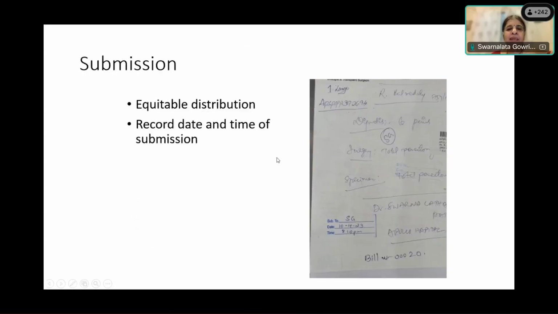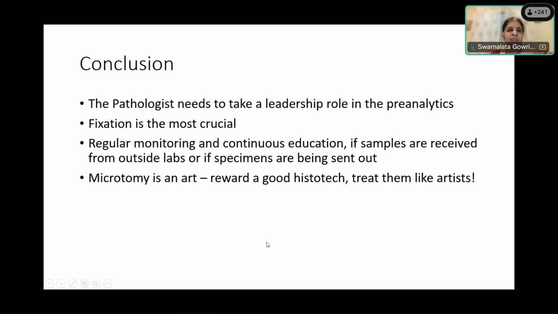And even during submitting, it's a good policy, which we discovered not very long ago, that if you have a stamp saying when the slide has been submitted, what time, what date, then the person reporting it will know that it's already 2 days since the slide has been submitted and I have not reported it, or you can keep a check on your turnaround time. So that is for submission.